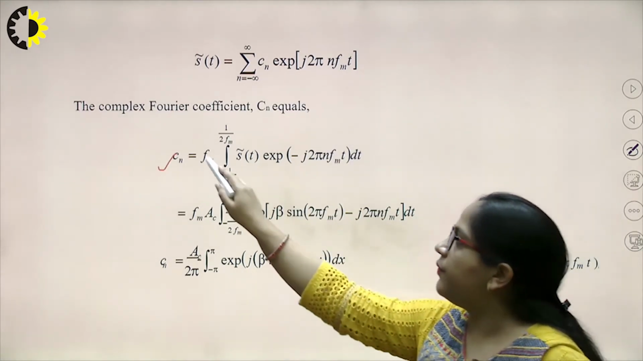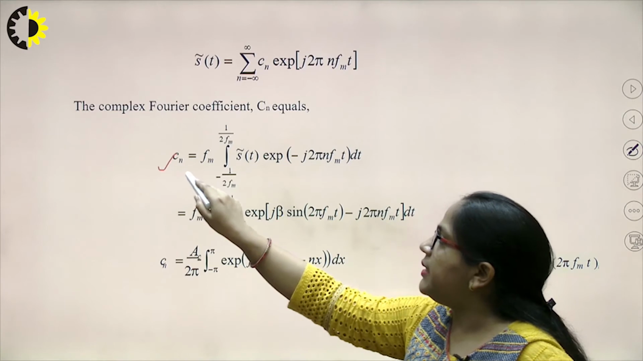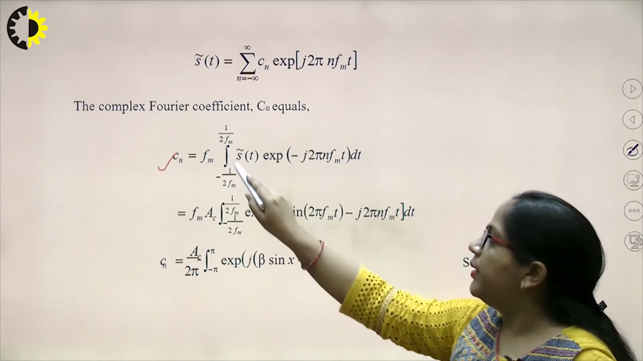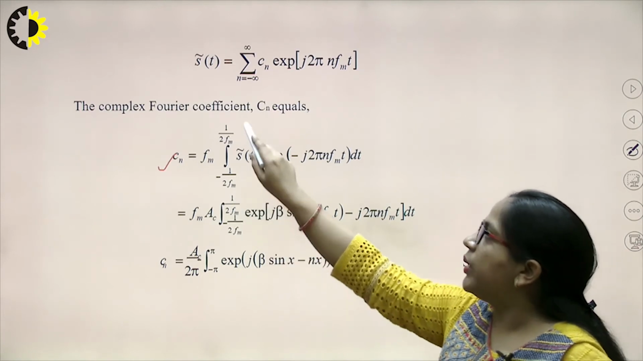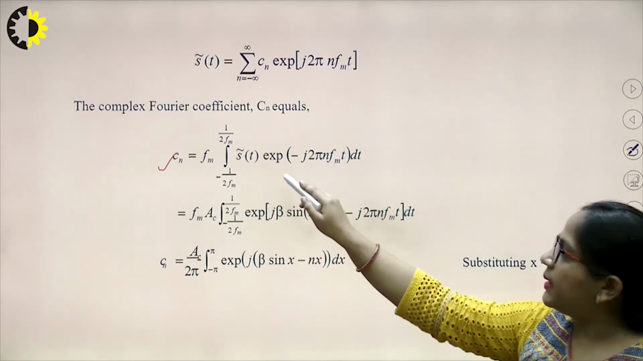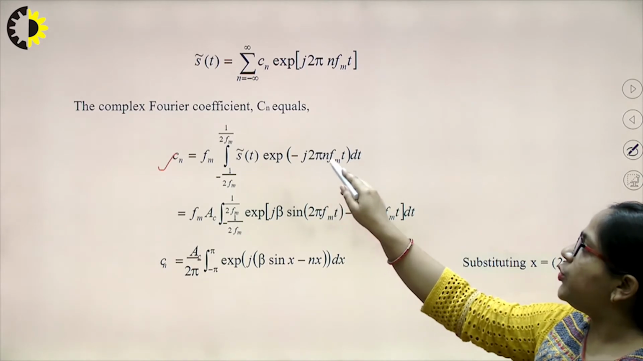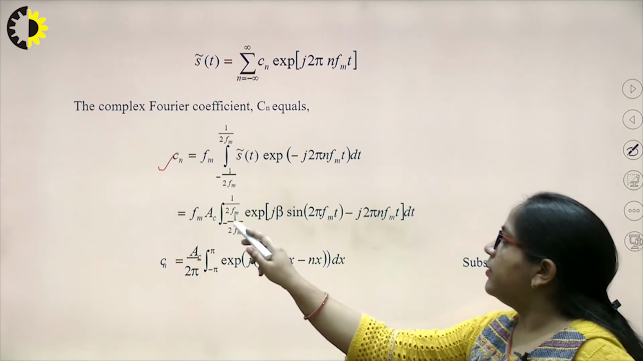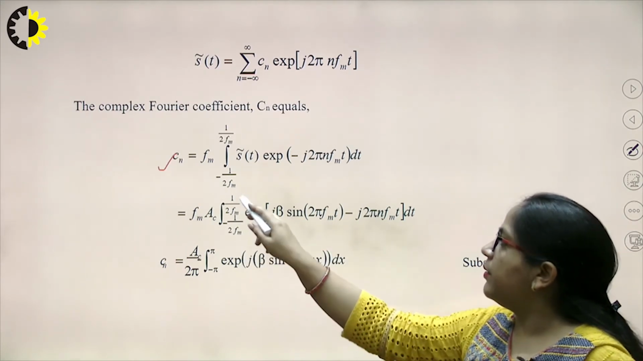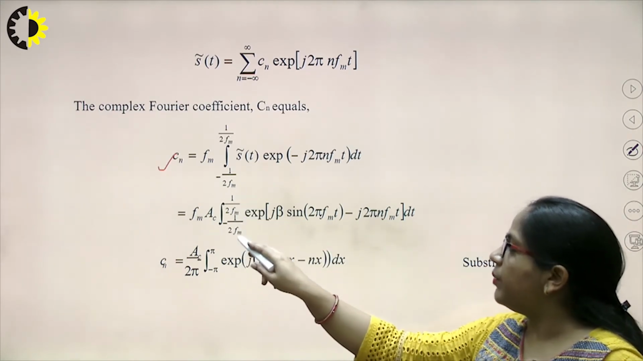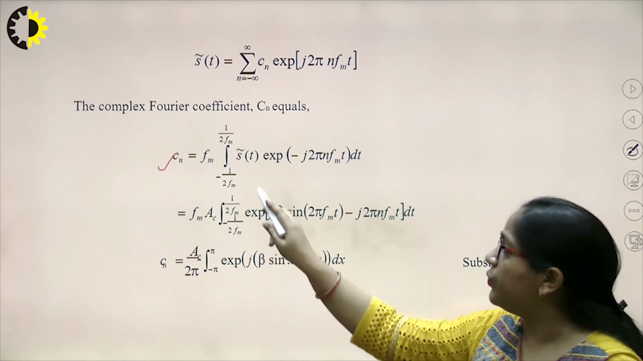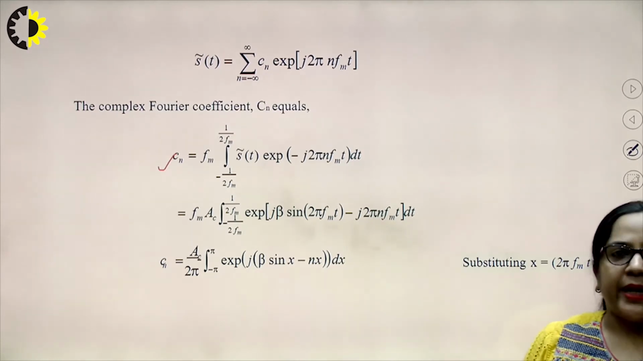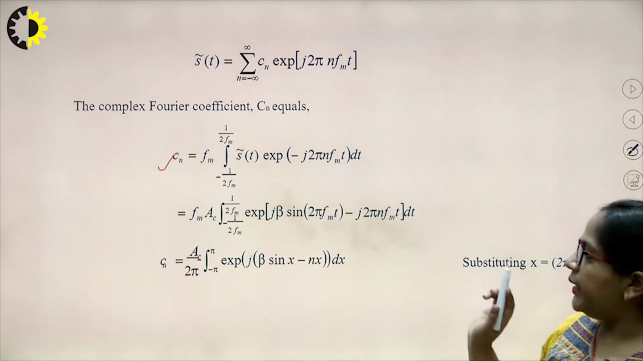We are calculating the value of this Fourier coefficient Cn according to our expression. This can be calculated as Fm times the integration from minus 1 upon 2 Fm to 1 upon 2 Fm of s cap t e raised to the power minus j 2 pi n Fm t dt. Solving this expression further, we will get Fm Ac integrating from the limit minus 1 upon 2 Fm to 1 upon 2 Fm exponential of j beta sin 2 pi Fm t minus j 2 pi n Fm t dt.